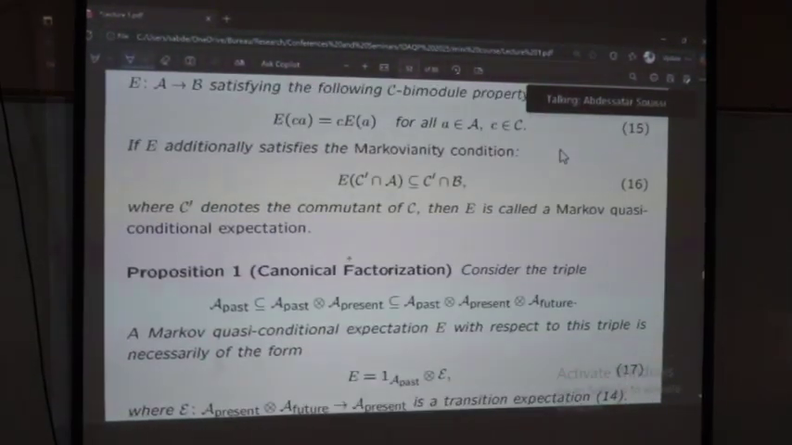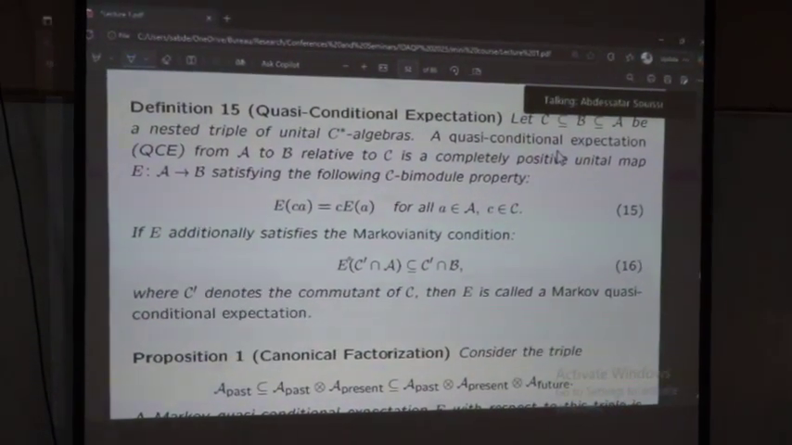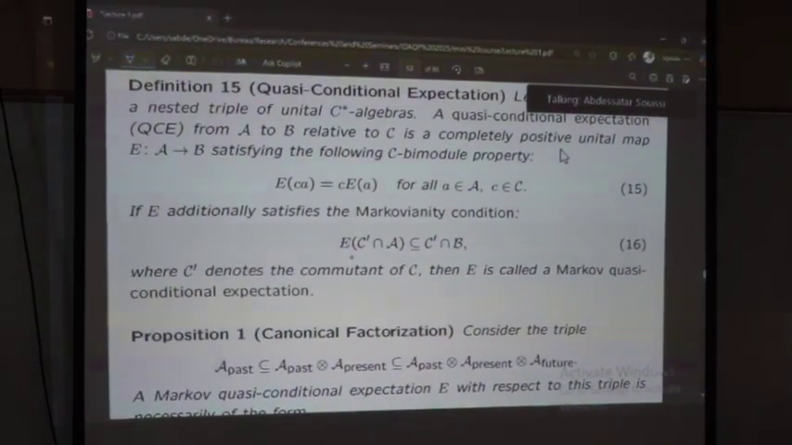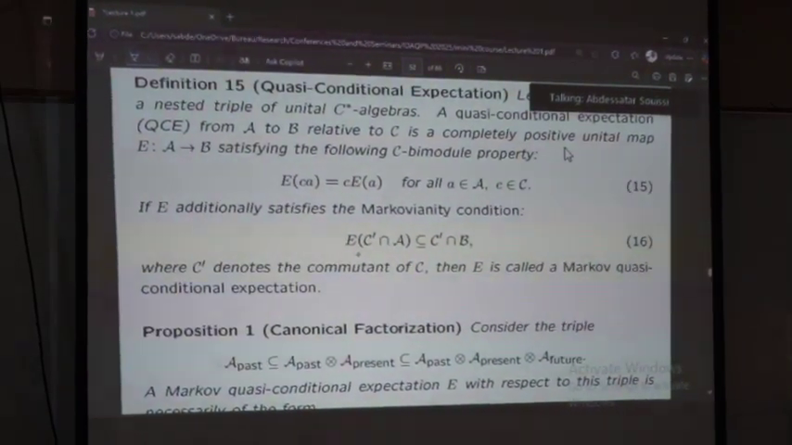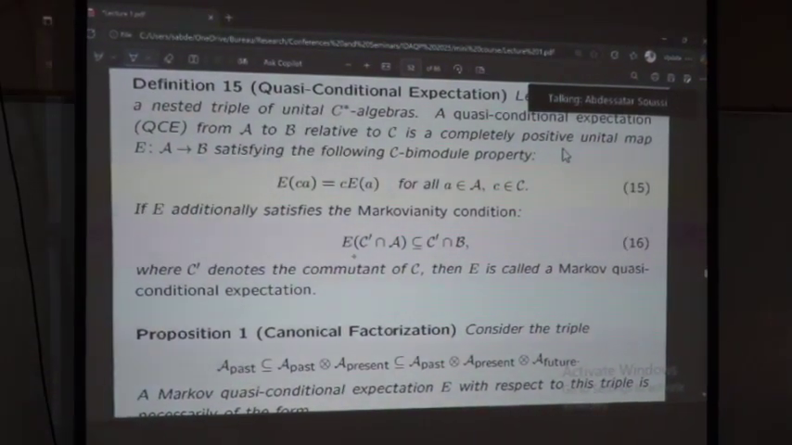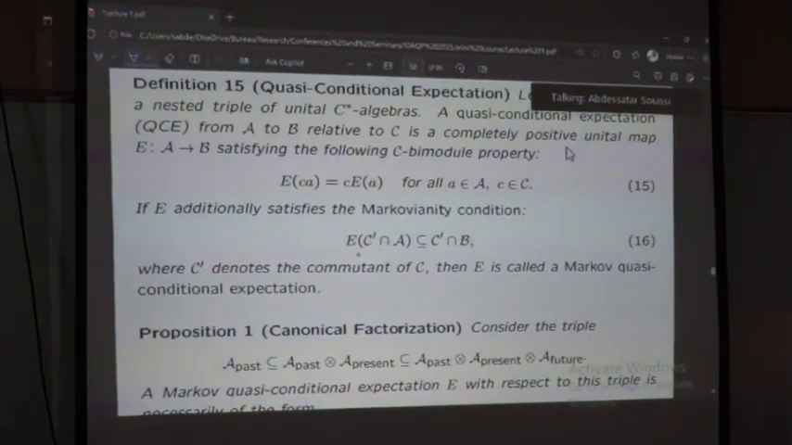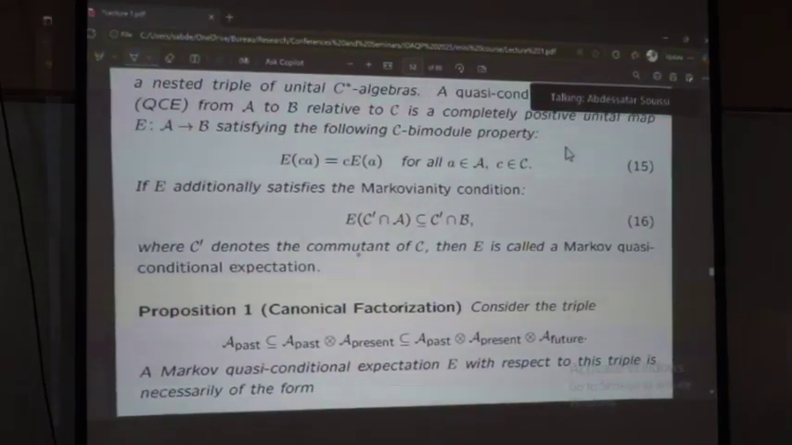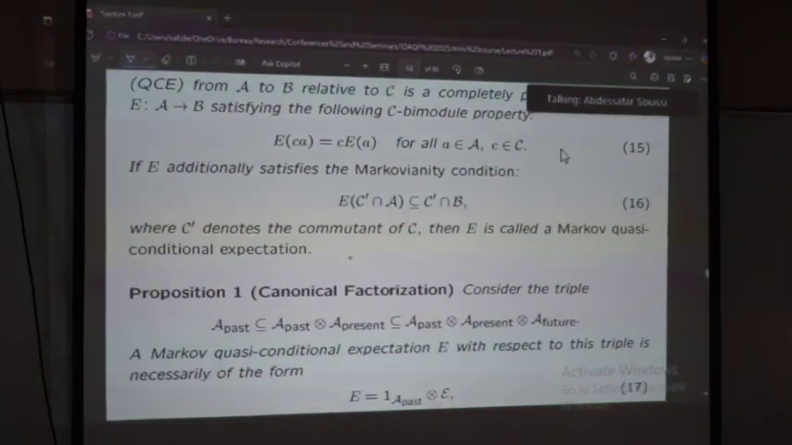Now we have this property relative to the smallest subalgebra C. And then we have the Markov property defined through this equation, like E of C prime, which is the commutant of C, intersect A is included in the commutant of C intersect B. So the Markov property is defined relative to the subalgebra C. Now we will see why this corresponds exactly to a satisfactory extension of Markov chain.